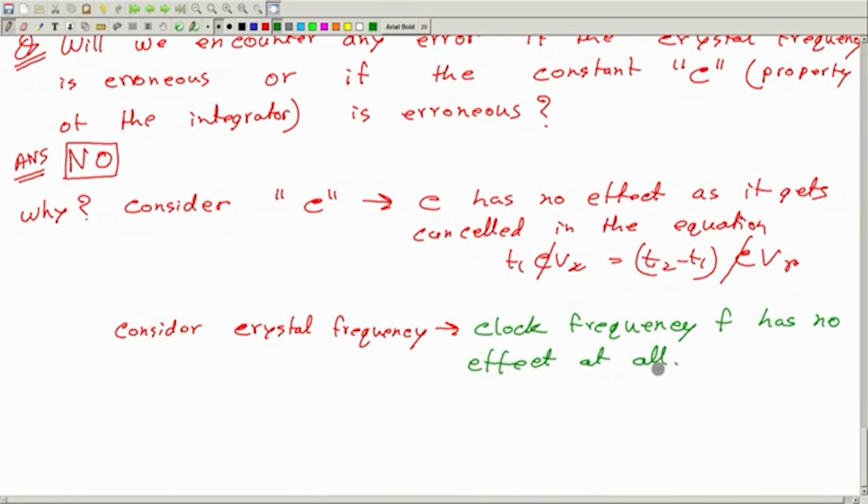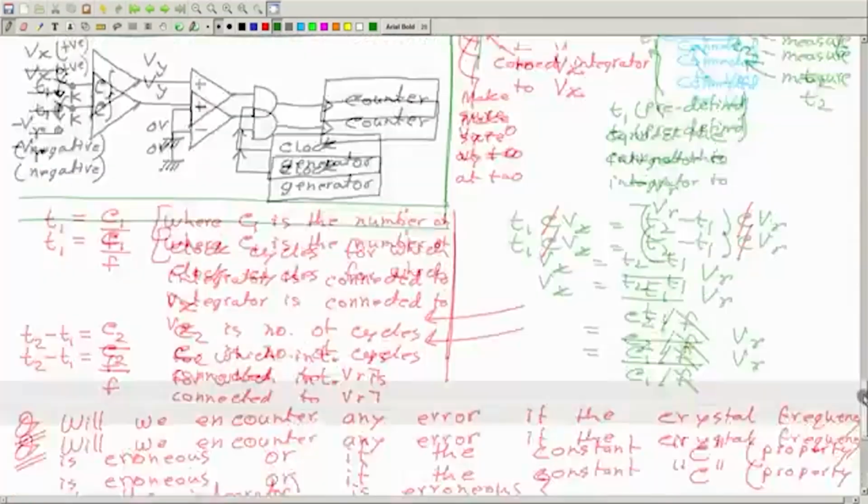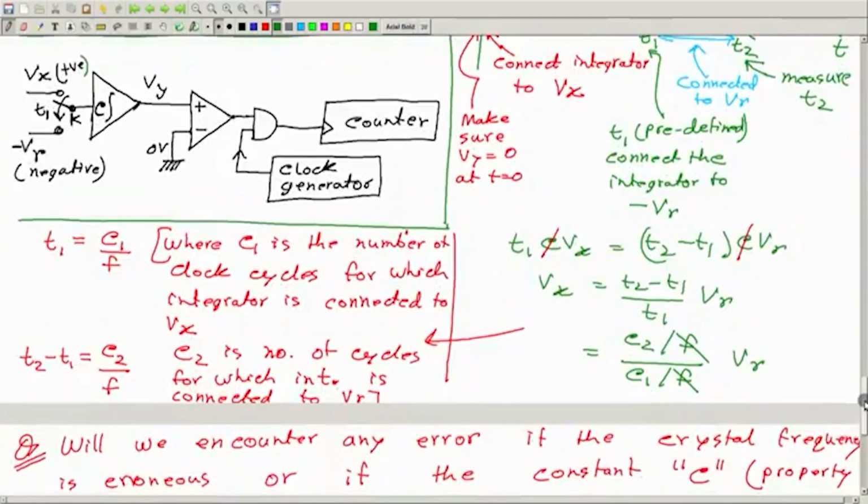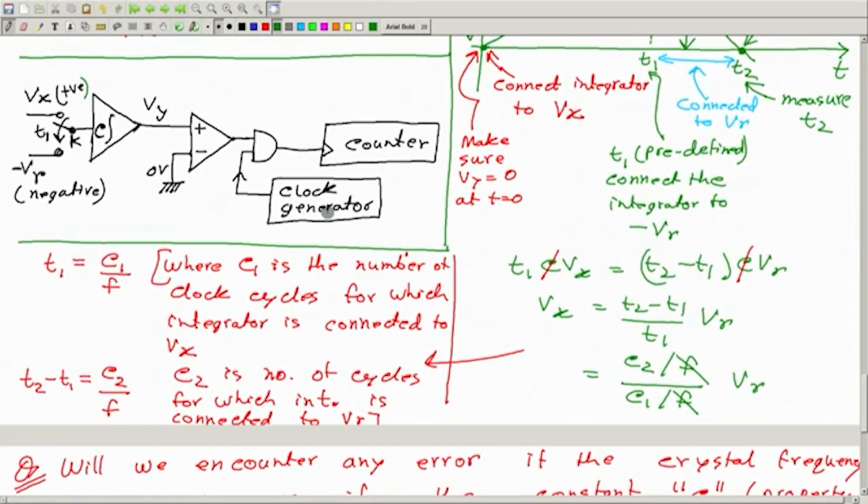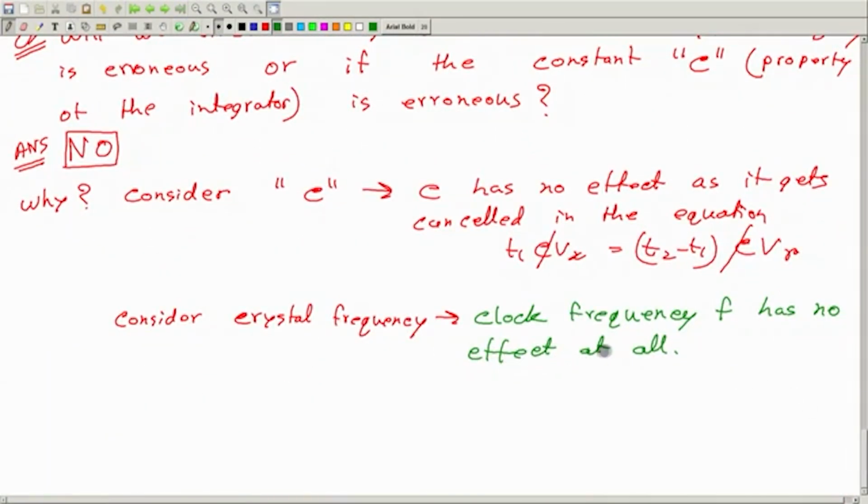Even if it changes slightly, absolutely no problem. If this clock frequency changes, it may change the time required for measurement. We will discuss it more later in the next class. But it will have no effect at all in the measured voltage. It can have other effects.